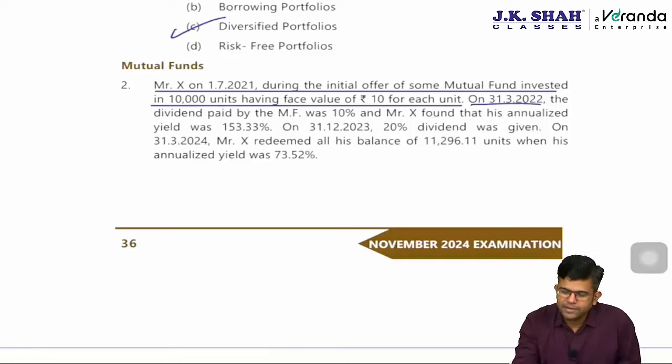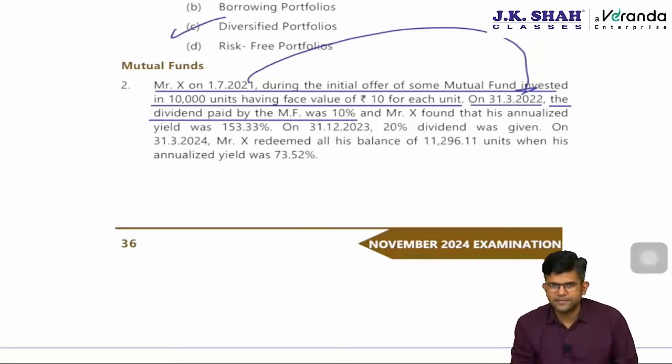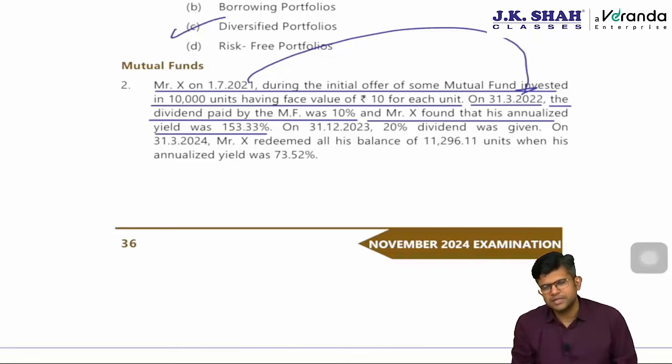On 31/3/2022, that is, do you realize 9 months later, the dividend paid by the mutual fund was 10%. Now 10% is calculated on the face value. Do you realize you have a face value of 1 lakh rupees? So on 1 lakh, 10% means 10,000 rupees dividend was announced. And Mr. X found that his annualized yield was 153.33%, which is on 31st March 2022.